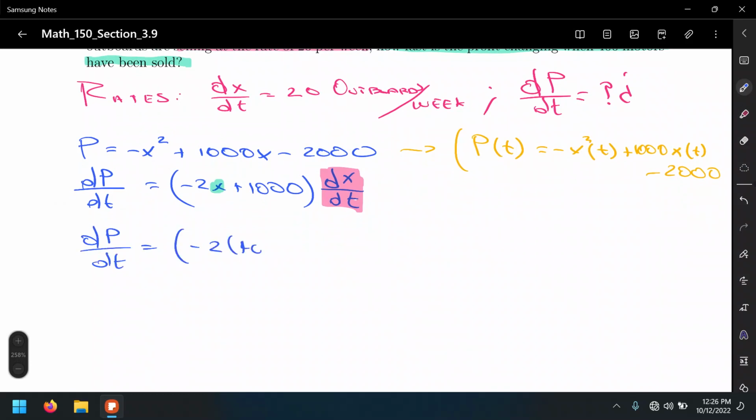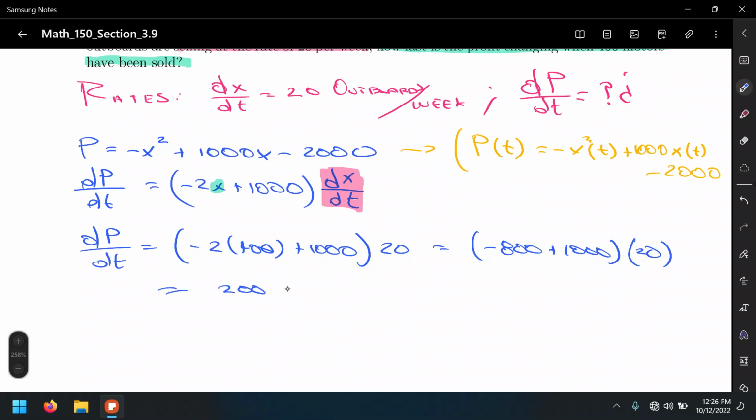negative 2 times 400 plus 1000 times dx/dt, which is 20. So that's going to be negative 800 plus 1000 times 20, and that equals 200 times 20, which is 4,000. And what would be the units for this result?